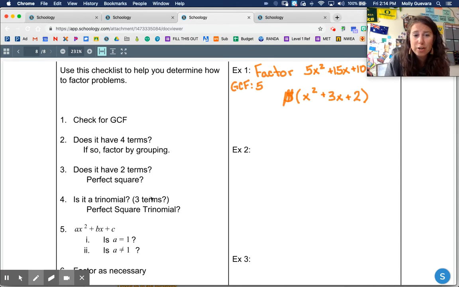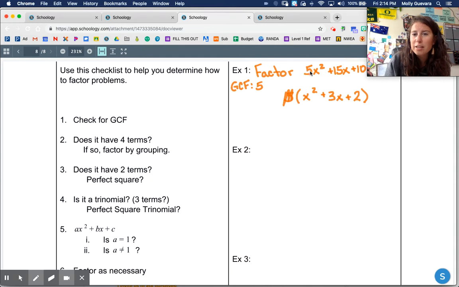Is it a trinomial, 3 terms? Yes. Is it a perfect square trinomial? Well, x squared is a perfect square, but 2 is not a perfect square. So it's not a perfect square trinomial. So it's in this form, ax squared plus bx plus c. And a is 1, right? The number in front of x squared is 1.